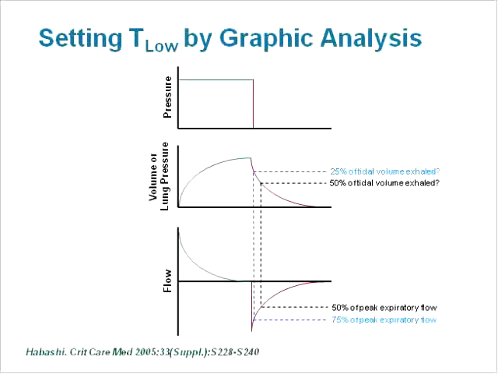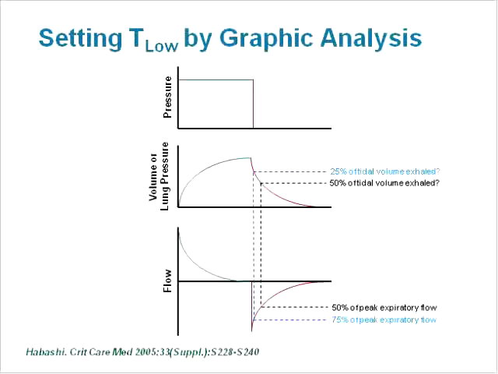Habashi has recommended that the T-low be set so that the expiratory flow is terminated at 50% to 75% of its peak value, which corresponds to approximately 1 time constant. This graphic shows that theoretically, the time constant for flow is the same as for exhaled volume. Thus, we might guess that if the expiratory time was terminated at, say, 50% of peak expiratory flow, then only half of the mandatory tidal volume would be exhaled, and hence auto-PEEP would be half the inspiratory pressure, assuming, of course, that P-low is 0.